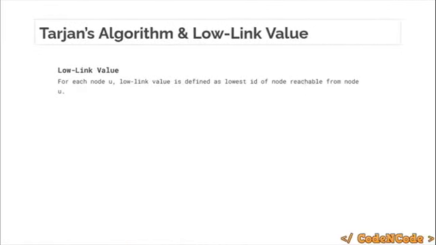Now, Tarjan's algorithm and low link value. We have already studied low link value, where we were studying bridges and articulation point. In the graph theory part 1 course, I have bridges and articulation point, how we can find that, and there we have talked about low link value. Tarjan's algorithm heavily depends upon low link value. So let's study again what is low link value. If you already know, you can simply continue.